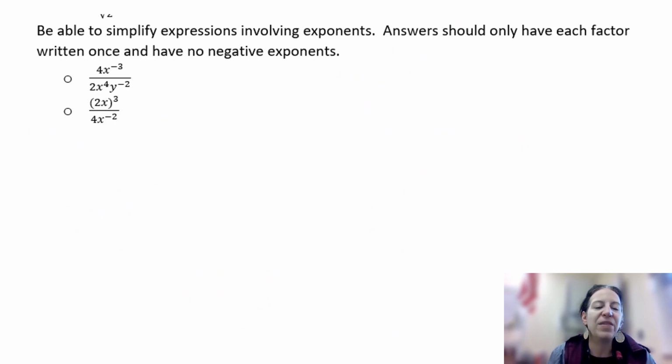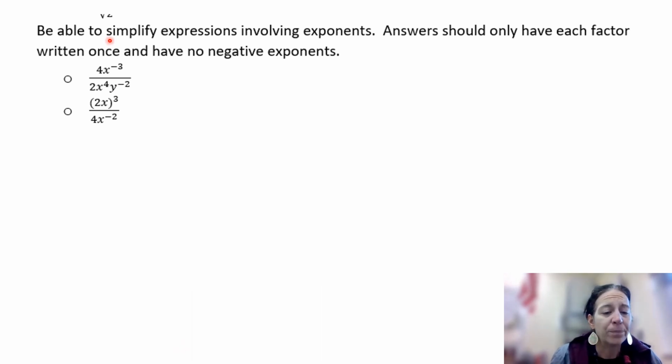All right. I love these. Okay, so be able to simplify expressions involving exponents. Answers should have only one factor of each. Sorry, that's not what it says. Answers should only have each factor written once and have no negative exponents. So a lot of you got comments on your homework that said make sure that you're writing these with positive exponents. One of each factor.